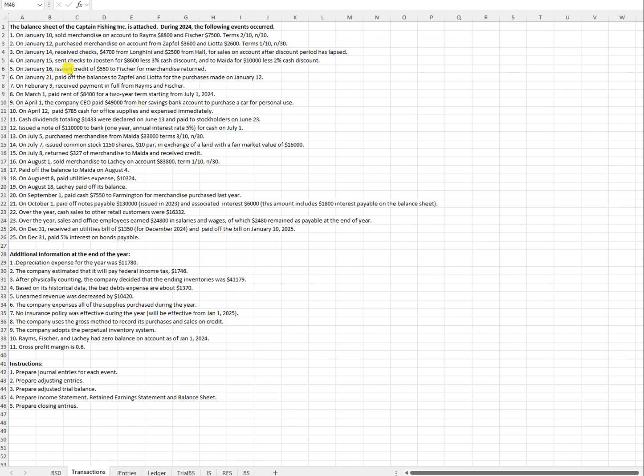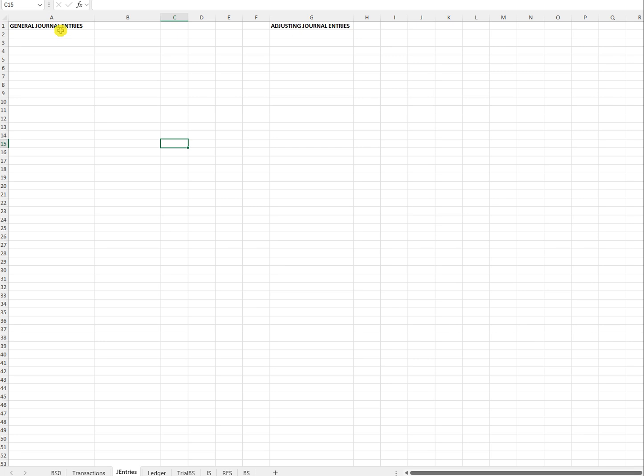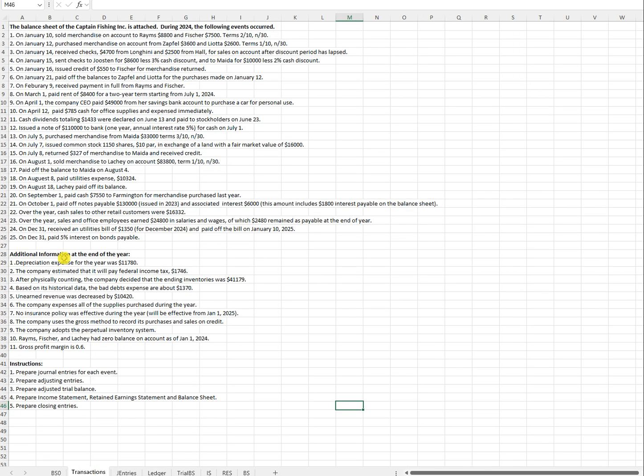So next we were given many transactions, and we're going to record these transactions in journal entries first. So we're going to record journal entries in this worksheet. We have two types of journal entries: general journal entries and adjusting journal entries. Adjusting journal entries will be recorded after we record these general journal entries. I'm not going to cover all these journal entries, but let's talk about some important ones.